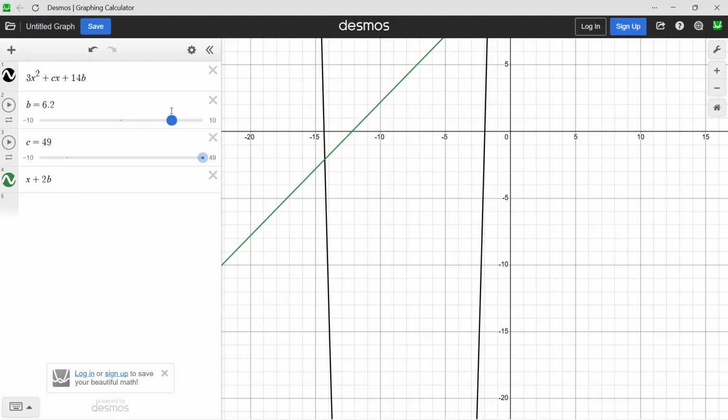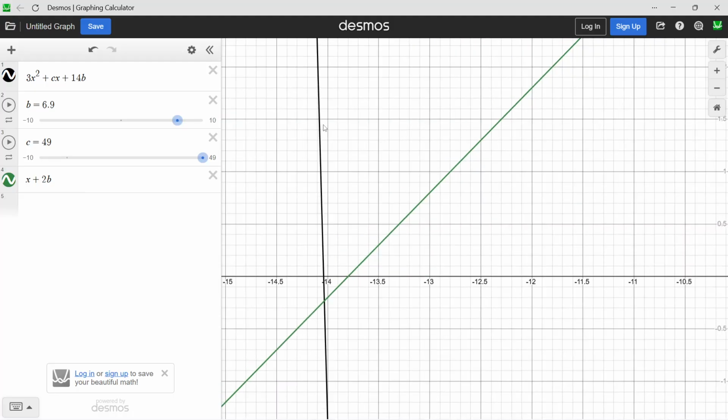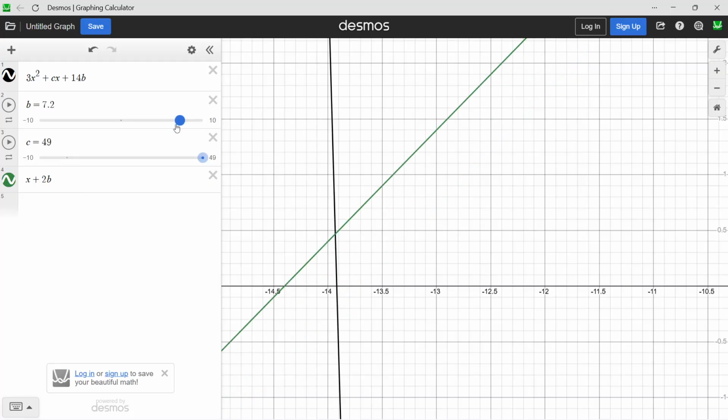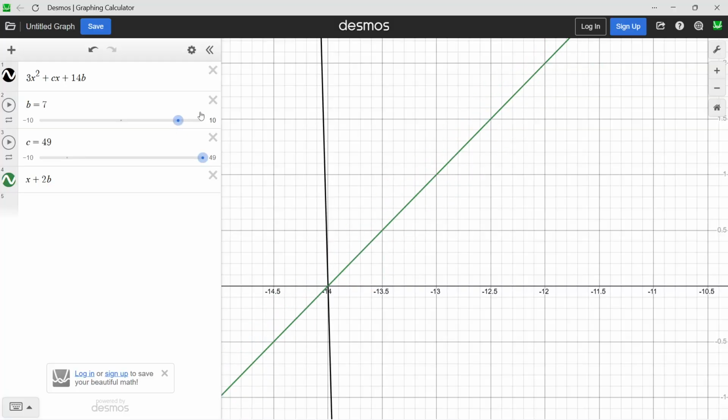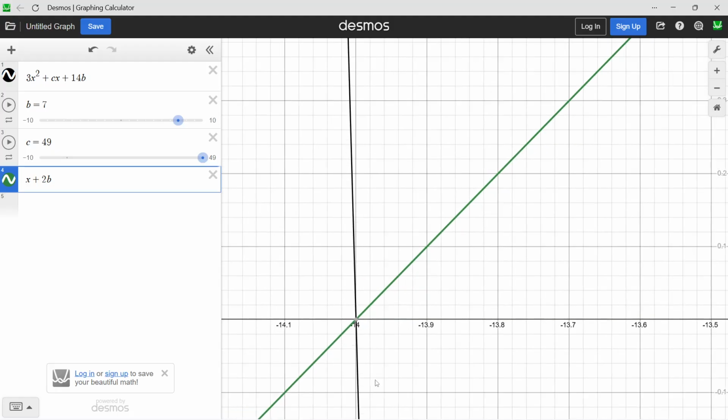I'm looking to the left, and look at it, 7. Oops, 7. I want 7 because I want integers. I can fix this by just saying step 1. Now it'll only go through the integers, and you can see that they intersect right at the x-axis. That means x plus 2b is a factor.